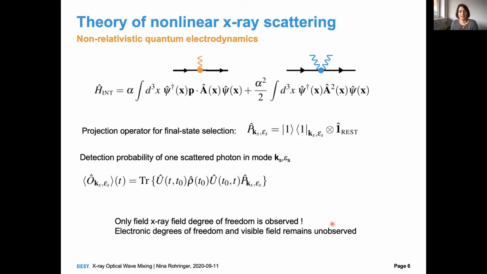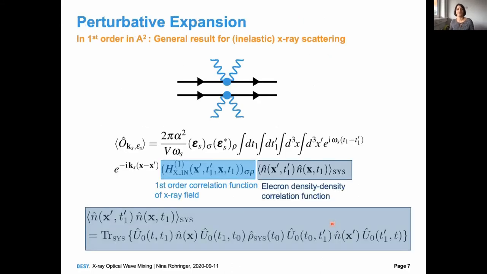So we just want to stress here that in the experiments, we are not observing the electronic degrees of freedom and the visible light. So actually one needs to sum over all the different realizations of that. So one needs to really find in theory ways to find characteristic features that show X-ray parametric down conversion. So we then employ perturbation theory. In first order perturbation theory, we employ this scattering term A squared, and by not observing the final electronic state, the scattering process can be elastic or inelastic.